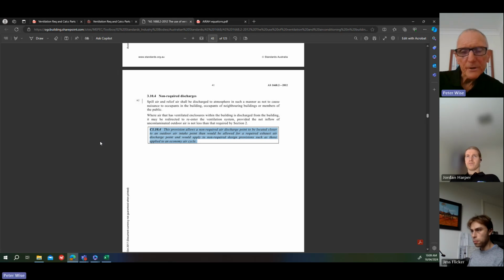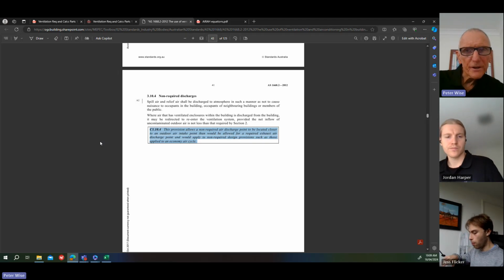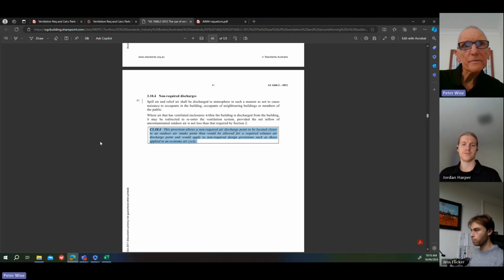The difference is that an economy cycle is normally 100% outside air. So you're using outside air for cooling and not having to run refrigeration. And an ERV is a smaller system that's just preconditioning outside air. And when you're working through CAML, you'll see there's a tab there for preconditioners.